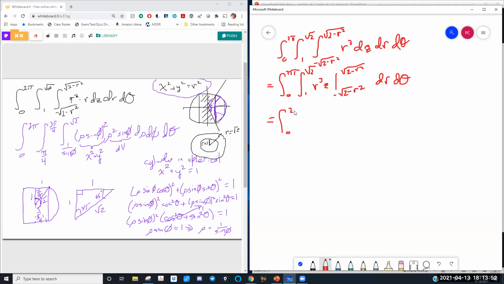So we'll have 0 to 2 pi, 1 to square root of 2, r cubed times the square, times 2. Let's put the 2 out front because we'll be adding those two together. Square root of 2 minus r squared dr d theta. Okay, not the nicest one we've ever had, but doable. So what we would do from here is we do a u sub. So u equals 2 minus r squared.